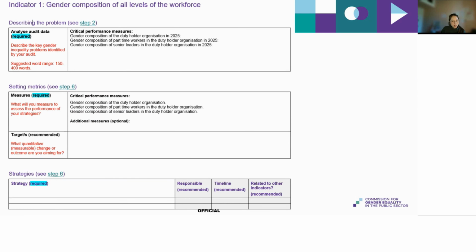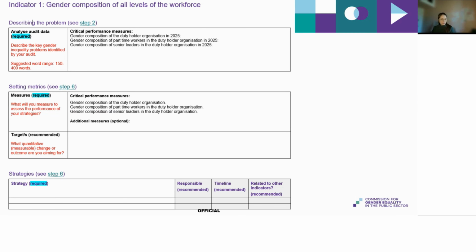Next, we have all 7 indicators with their own sections that look like this. There is also an additional table for other strategies that might not fit neatly under the indicators, if you do need it. I'll only go through the first indicator here. This approach does apply to all 7 indicators. So, as you can see, there are 3 sections. First is describing the problem. This is a required component. This is where you include your audit data and describe the issues that your data tells you.